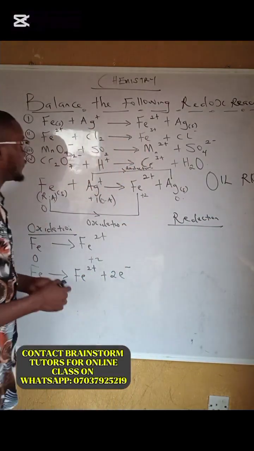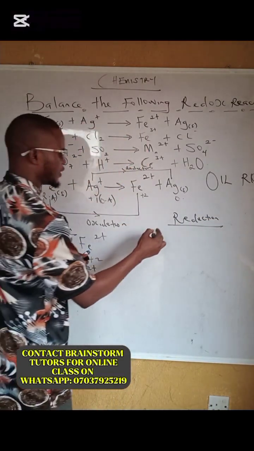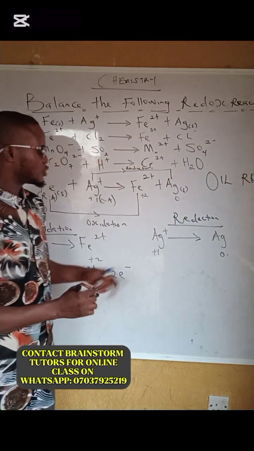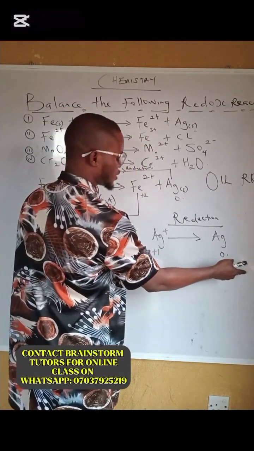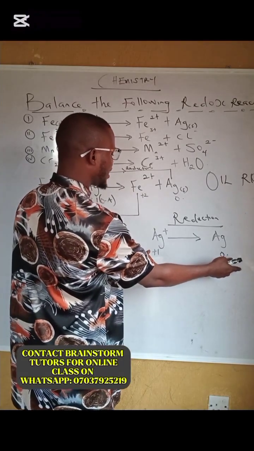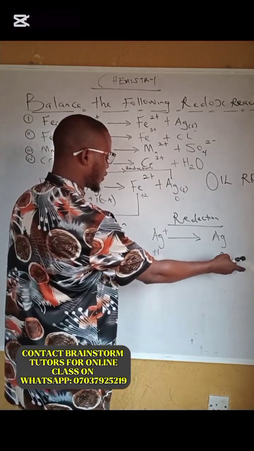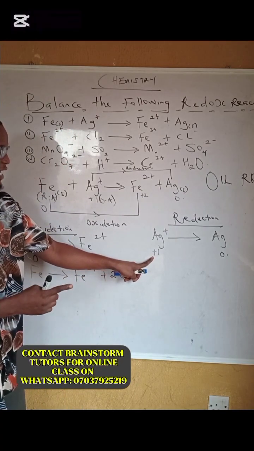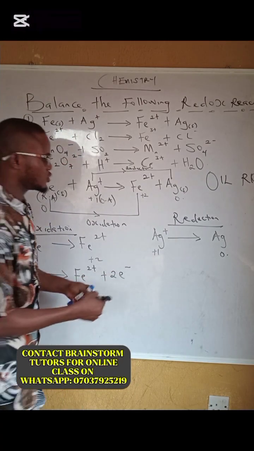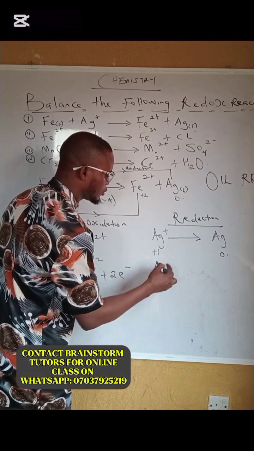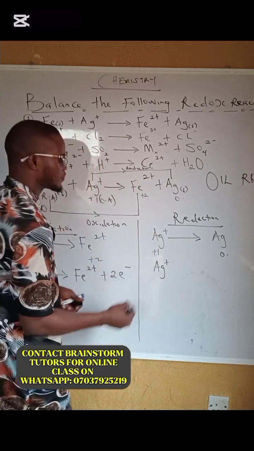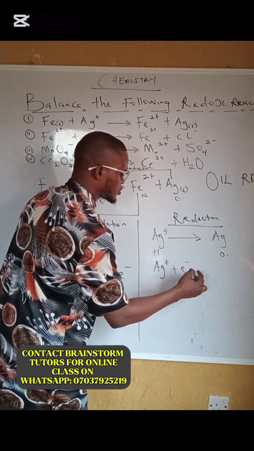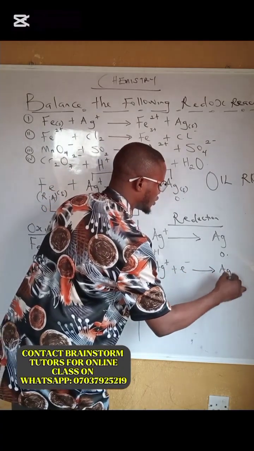For the reduction side of it, what am I trying to do? Here we have Ag. So the oxidation number, to have the same oxidation number as what we have here, I need to have the same charge as what we have here. I need to add an electron, just a single electron to this side. So now this will become Ag+, then I'm going to have plus an electron, there I'm going to have Ag.